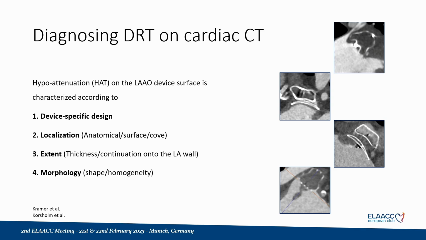And on CT, we have shown that we see perhaps a bit more. We see these hyperattenuated masses on the surface, and not all may represent thrombus. Some of it may represent device healing. But these are the four criteria, or things that we look at on CT when we are trying to classify whether it's thrombus or healing.